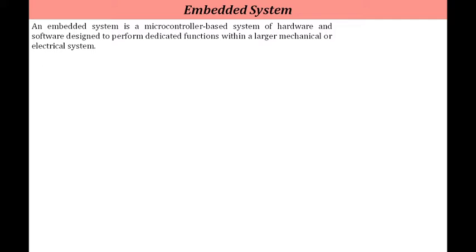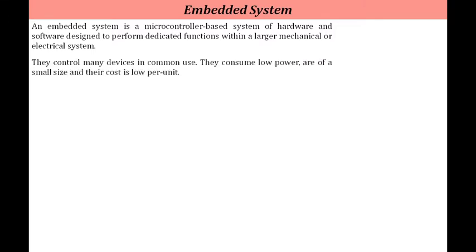Now why is it used? It is used to control a number of systems and devices which we commonly use. The most important advantage of an embedded system is that it requires low power. As far as its size is concerned, the size is small and the cost per piece is also small. The meaning of embedded is nothing but something that is attached to another thing.